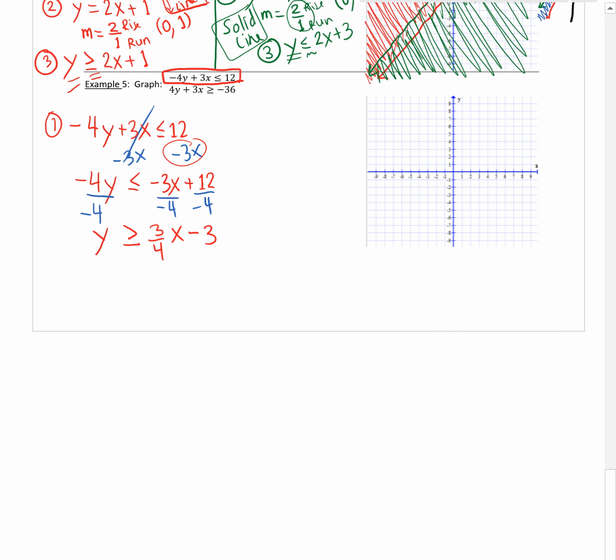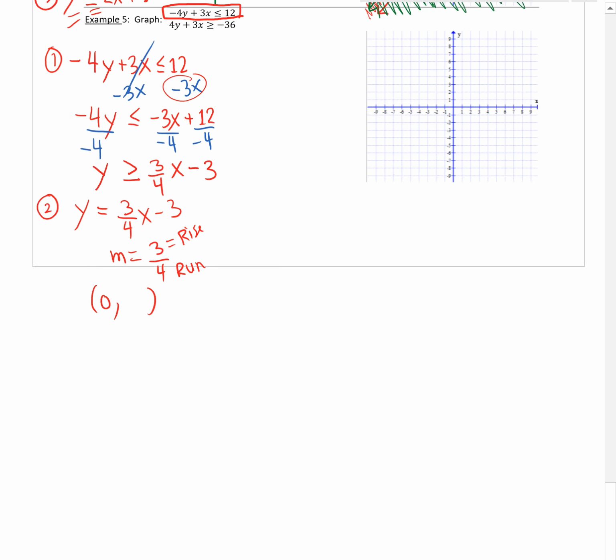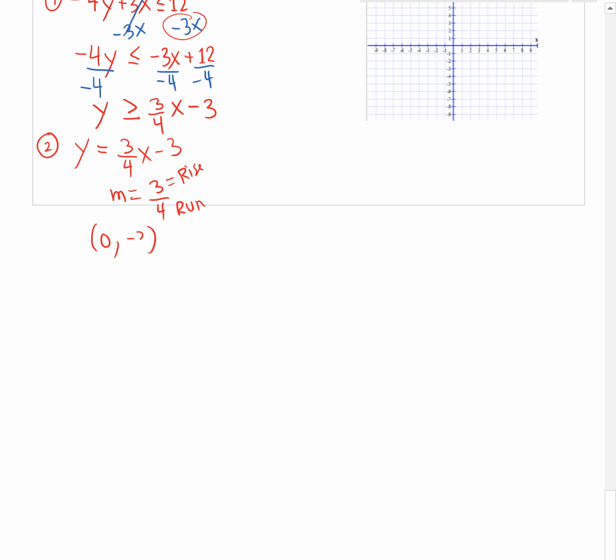That looks good. Alright. And now the next step for this inequality is to change that inequality symbol to an equal sign. Now it's y equals 3/4 x minus 3, and graph that line. The slope there is the coefficient of x, 3/4. So wherever I start, I'm going to rise 3 and run 4. And the y-intercept is 0, the constant term is negative 3. So that'll be your y-intercept.